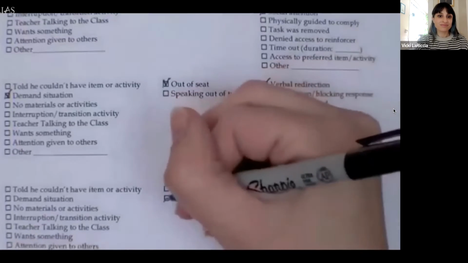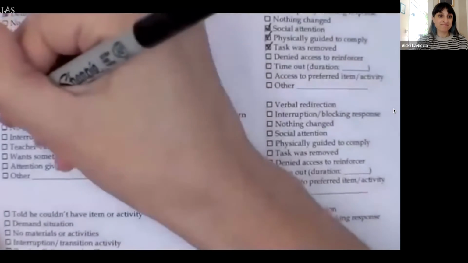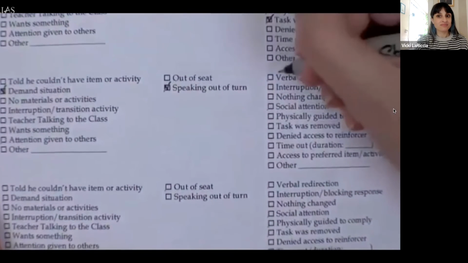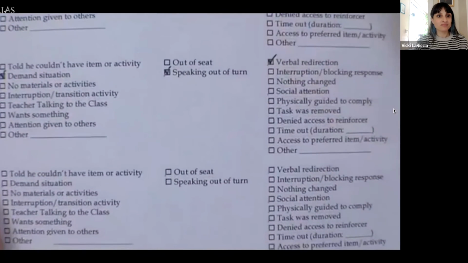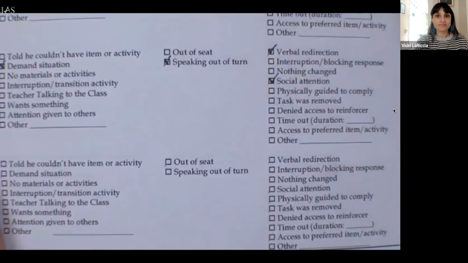Here the behavior is speaking out of turn when Joseph said, "My dog got shot once." The antecedent conditions were again demand situation and another student receiving attention from the teacher when she asked for clarification. The consequences were verbal redirection when the teacher told him it was not appropriate to speak out, and social attention when the class all laughed at his comment.